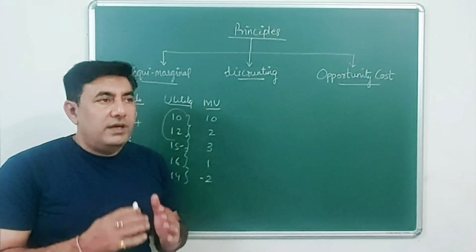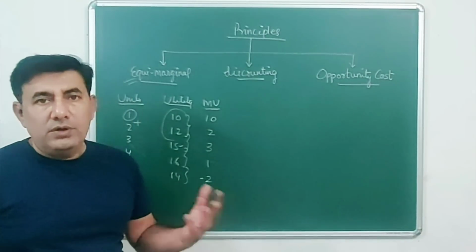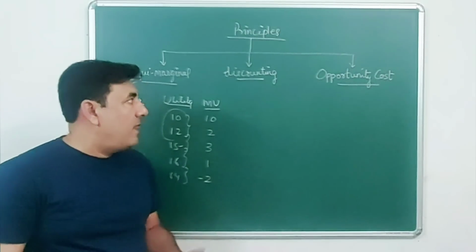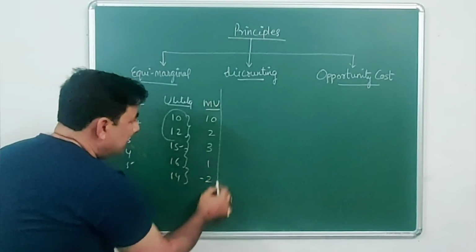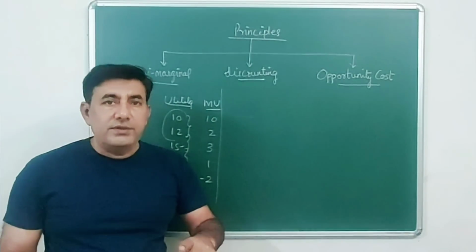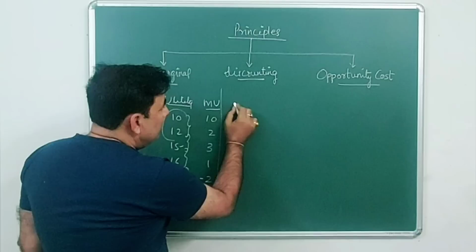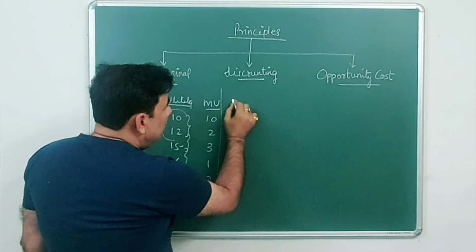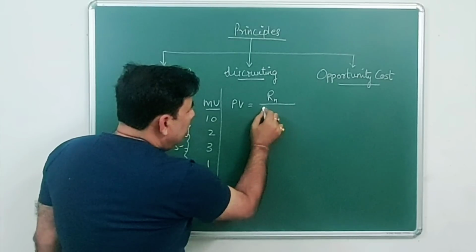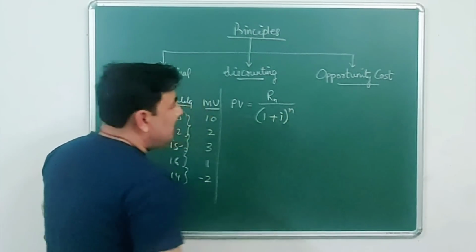That means, according to this principle, the marginal utility of different products produced or consumed should be equal, as the name implies, equi-marginal. Okay. Now comes discounting principle. For discounting principle, actually we can relate this to MCO 07. And we use one formula for discounting principle, to find out the present value: R1 divided by (1 plus i) to the power of n.